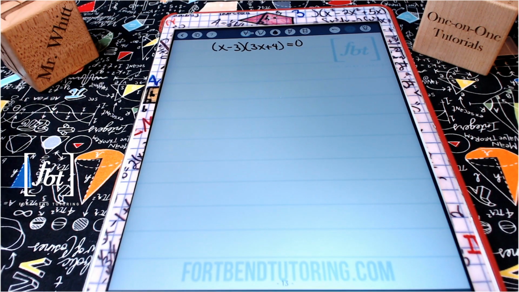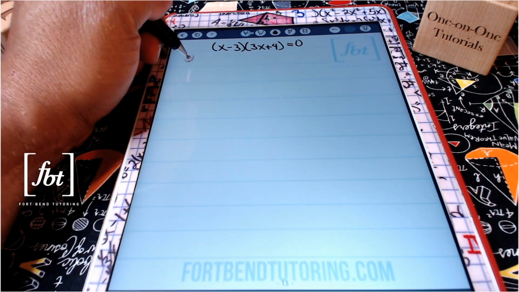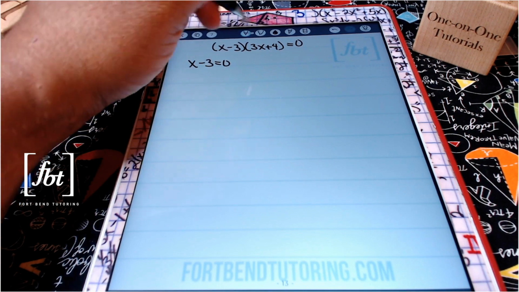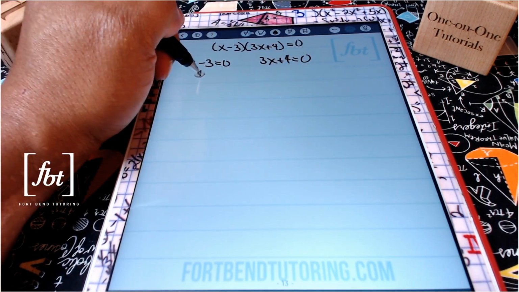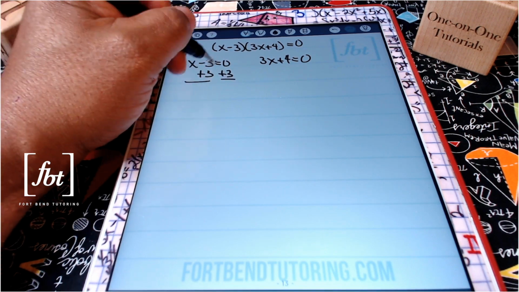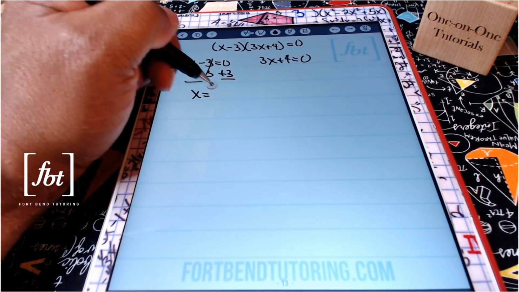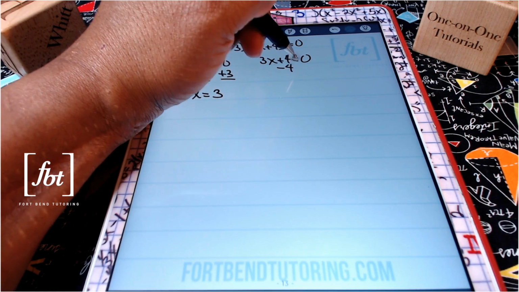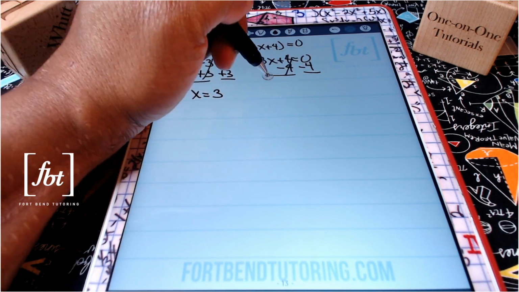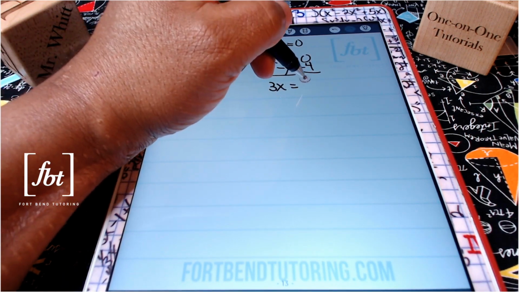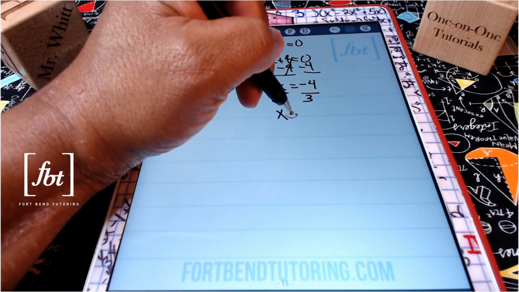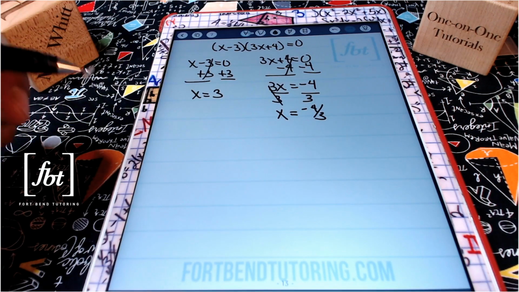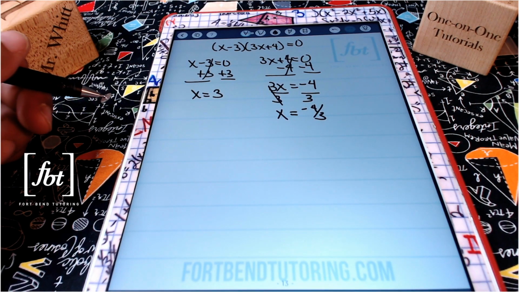The next thing we'll do is go ahead and set each factor equal to 0 and solve for them separately. That's right, doing the 0 factor property, guys. I'm adding 3 to both sides of the equation in the first one to get x equals 3, and then subtracting 4 from both sides of the equation in the second equation. I have 3x equals negative 4. Divide both sides by 3 to give you x equals negative 4/3. Now, these are the 2 solutions that we got through our 0 factor property process.